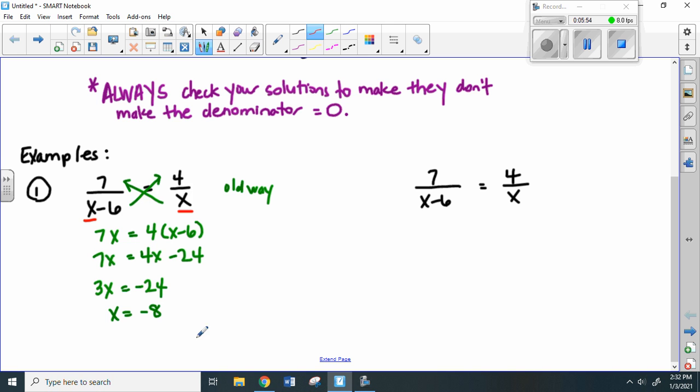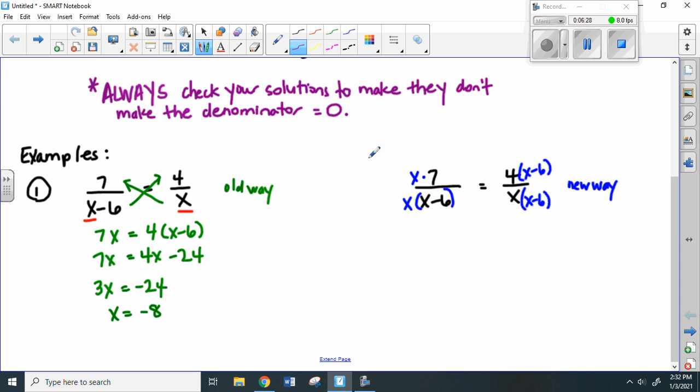Okay, now the new way. The new way seems a little more complicated at first, but all you're doing is getting a common denominator, okay? If they don't match, remember the easiest way to get a common denominator is to multiply by each other. So if I multiply the bottom of this one by x, I would have to multiply the top of this one by x. If I multiply the bottom of this one by x minus 6, I'd have to multiply the top of this one by x minus 6.